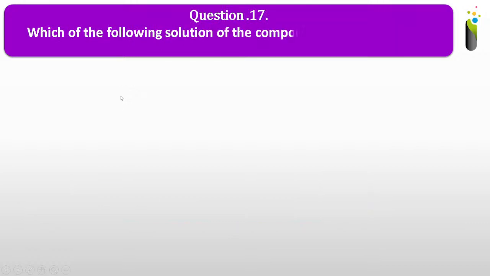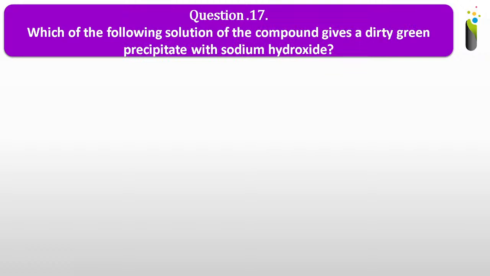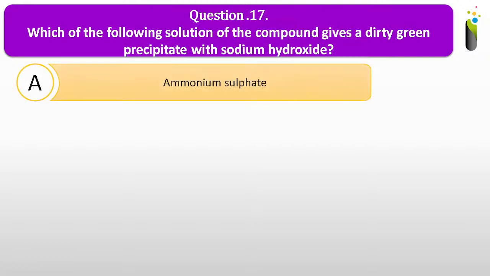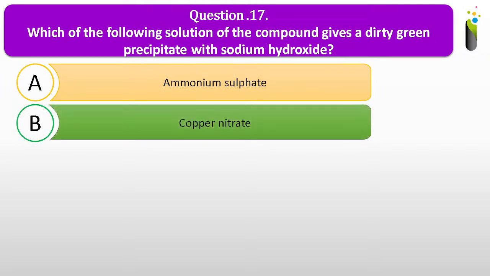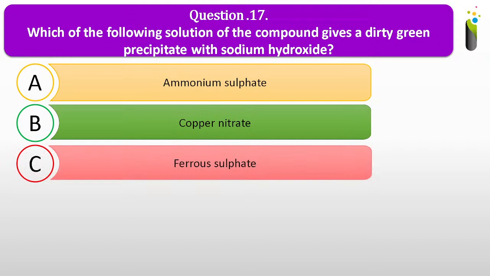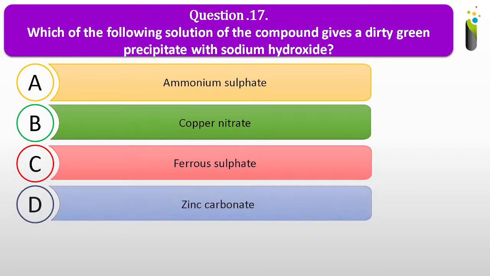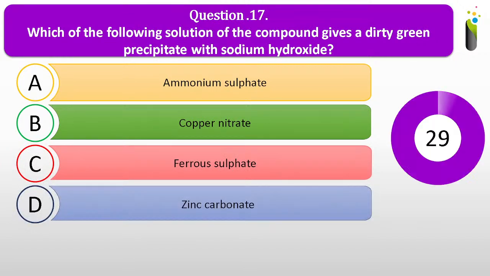Which of the following solution of the compound gives a dirty green precipitate with sodium hydroxide? A. Is it ammonium sulfate? B. Is it copper nitrate? C. Is it ferrous sulfate? D. Is it zinc carbonate?